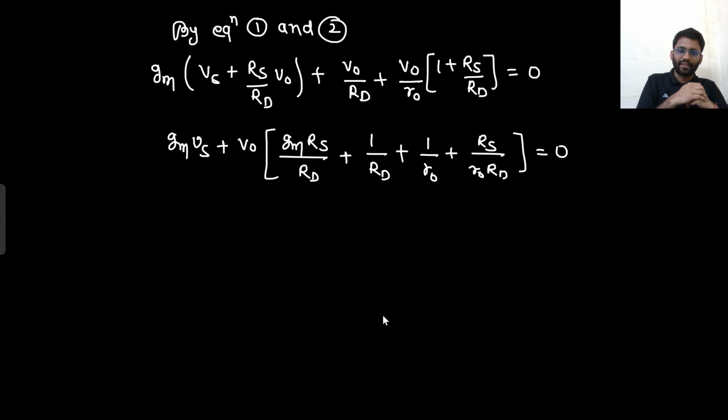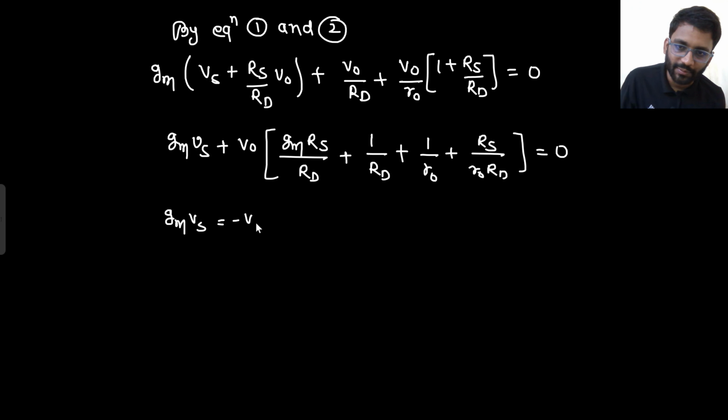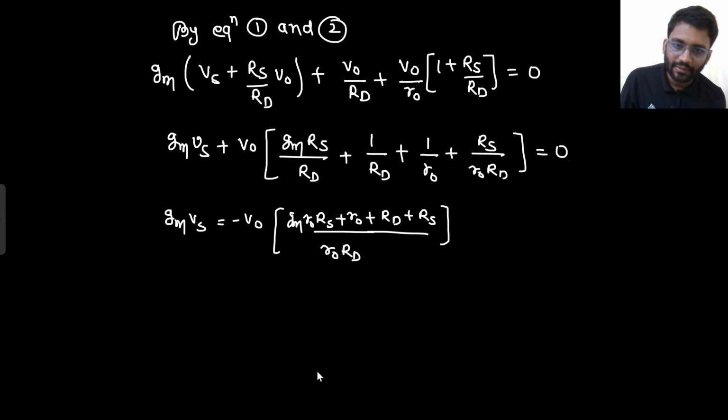Now this is the expression we are getting, right? V naught by Vs we can write down. This is Gm Vs, that is equal to minus V naught. This will be R naught Rd. You get Gm R naught Rs plus R naught plus Rd plus Rs, right? R naught Rd is there, Rs plus R naught plus Rd plus Rs, right?